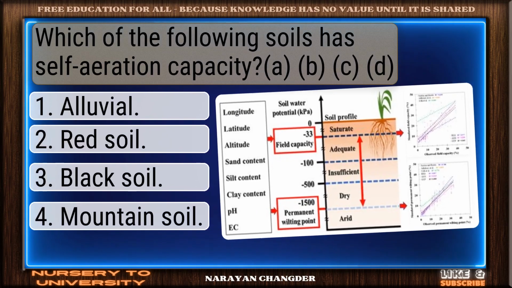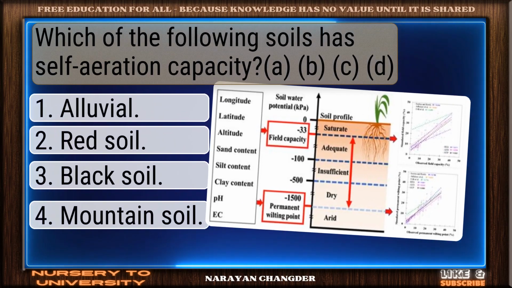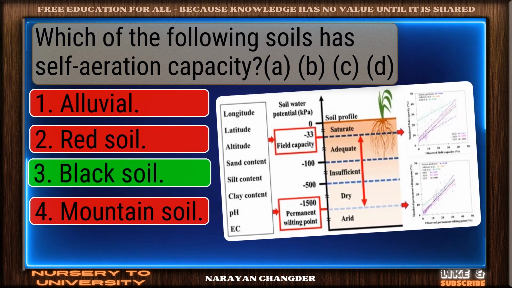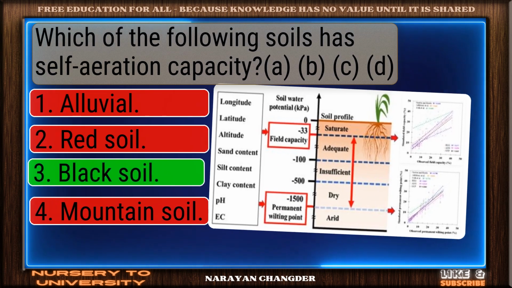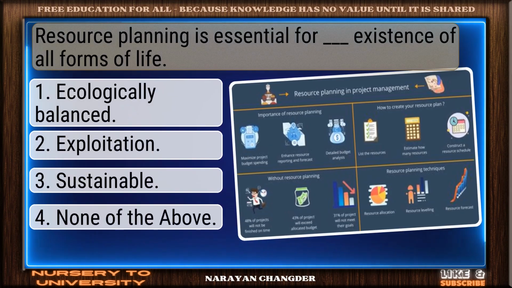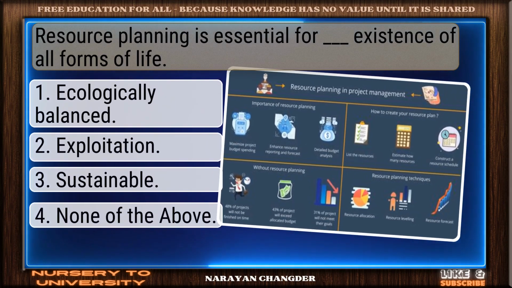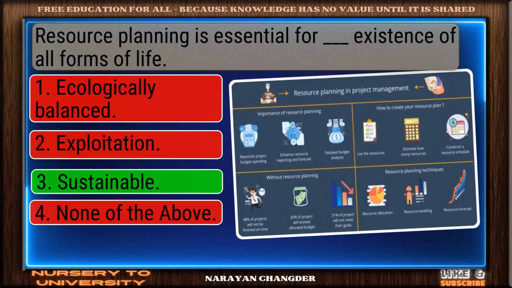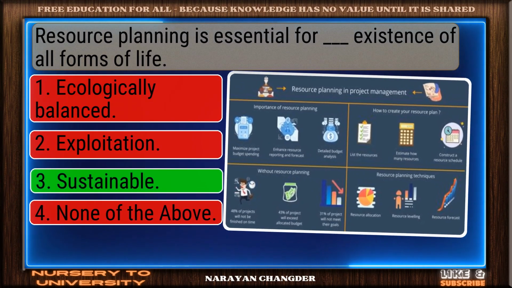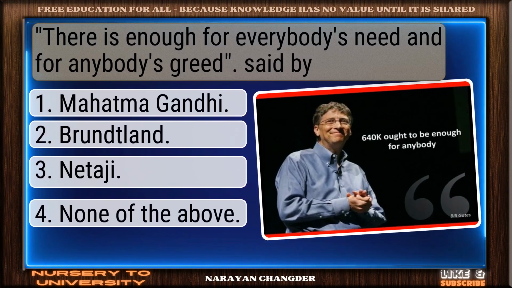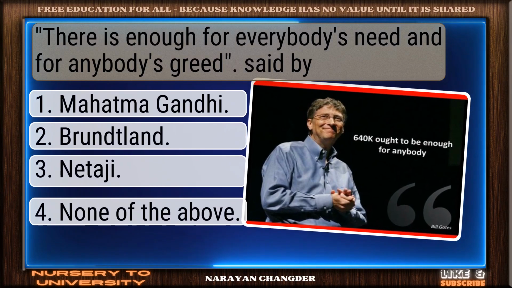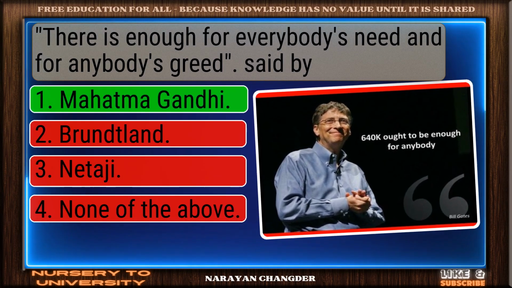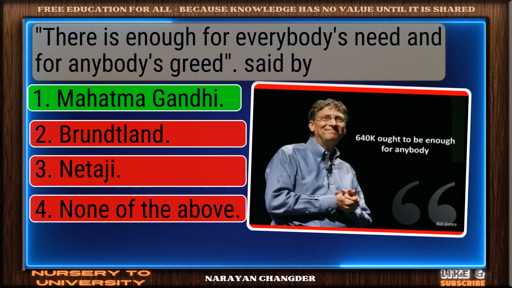Which of the following soils has self-aeration capacity? Correct response. Black soil is accurate. Resource planning is essential for existence of all forms of life. Excellent choice. Sustainable is right. There is enough for everybody's need and for anybody's greed. Said by. Right choice. Mahatma Gandhi is best.